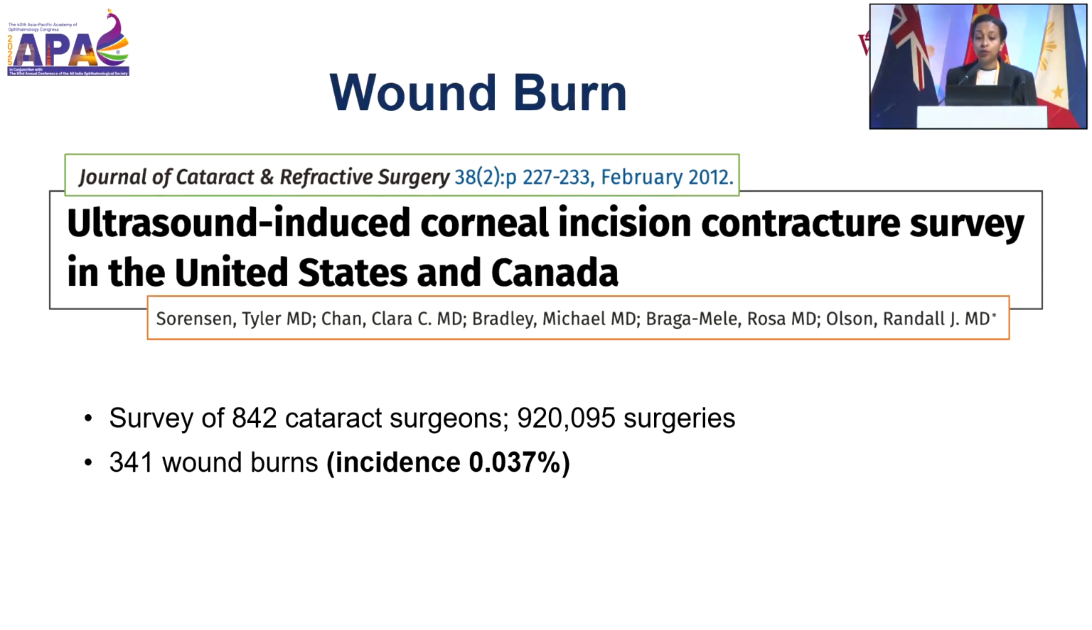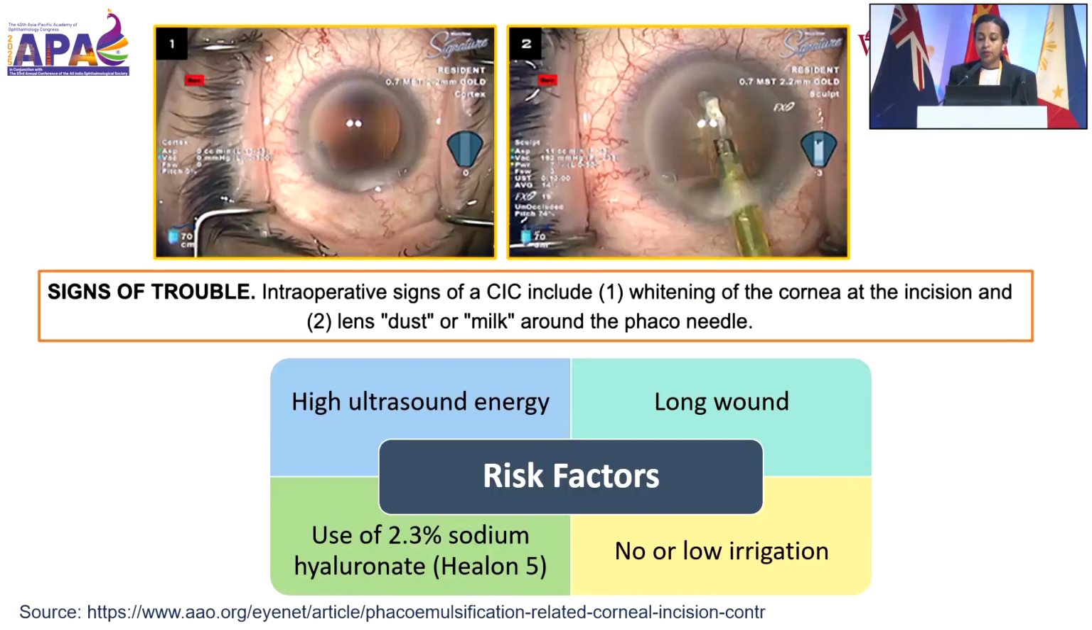Moving on to wound burn, which is unfortunately a rare complication. Based on the survey that was done in the Journal of Cataract and Refractive Surgery, the incidence is about 0.4%. There are some signs when you're going to get a wound burn, such as whitening of the cornea at the incision and milk around the phaco needle. These were images shared in this publication shown here.